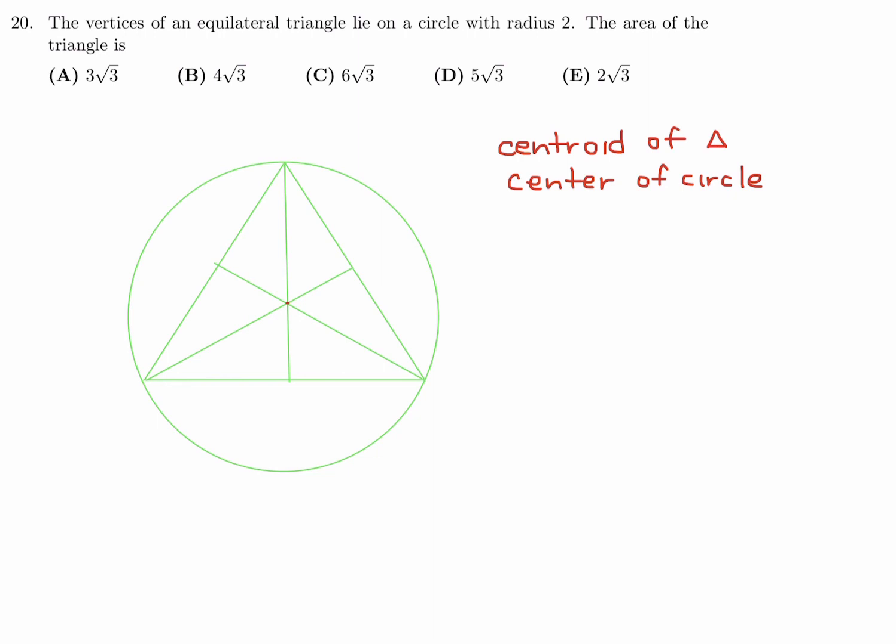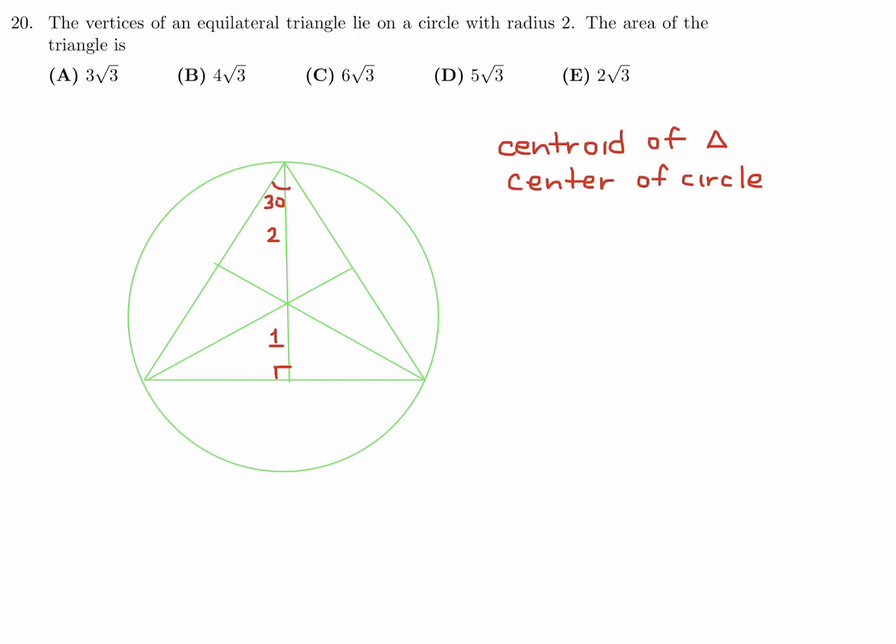The radius, they're saying, is 2. So the radius is from there to there, since that dot represents the circle's center. So that's 2. But it's also the centroid, and the centroid has a rule that the distance from here to here is twice the distance from there to there. 2-to-1 ratio. So if that's 2, then this must be 1. And this is a right angle. So now we can easily use the 30, 60, 90 rule to calculate that side.